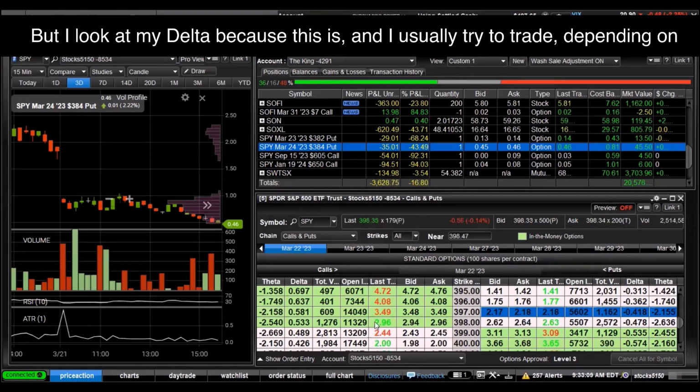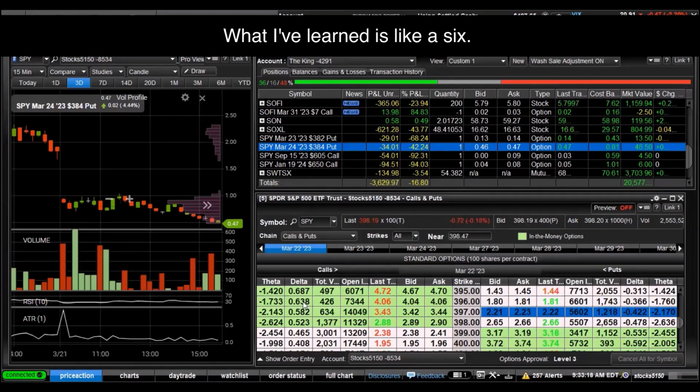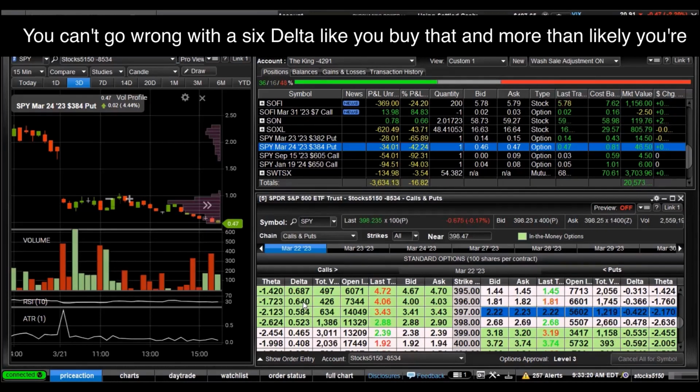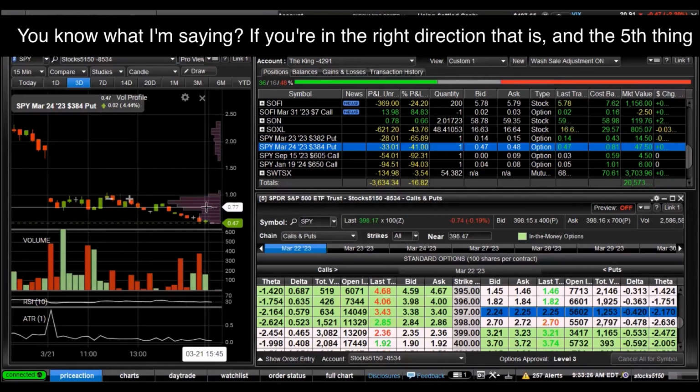But I look at my delta because I usually try to trade, depending on what I'm doing and how much money I got, right around here like a .5. What I've learned is like a .6, you can't go wrong with a .6 delta. Like you buy that and more than likely you're gonna make some money. You know what I'm saying? If you're in the right direction, that is.